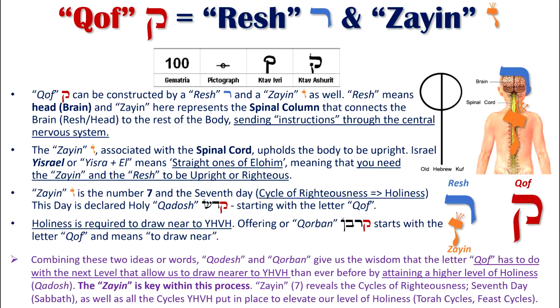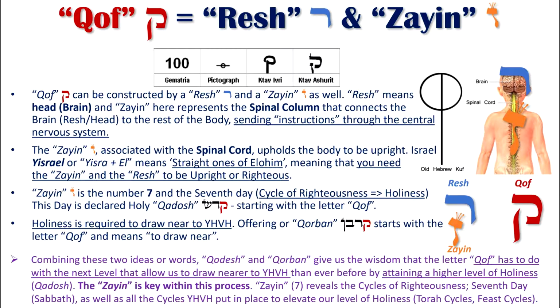So you need structure. So that's where the concept of the name Yisrael, or Israel, comes from. Yisrael combines two words, Yisra, which means straight or upright, and El, which means Elohim. So it's the straight ones of Elohim, or the righteous people of Elohim, the upright ones, the righteous ones.